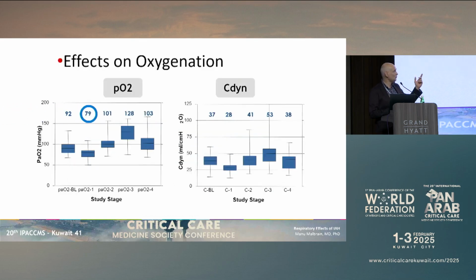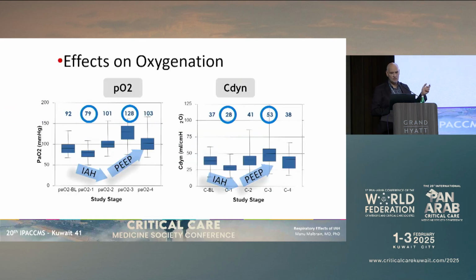On oxygenation, we see the opposite. We have a desaturation with abdominal hypertension, and after recruiting and setting the PEEP equal to the abdominal pressure, we can even have a more important benefit on PO2.